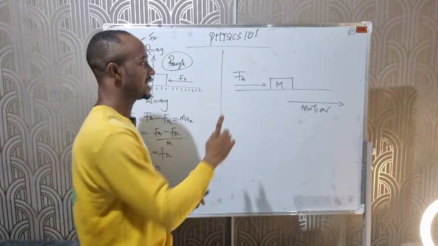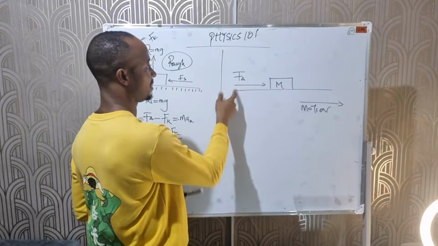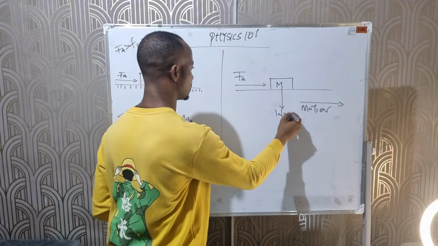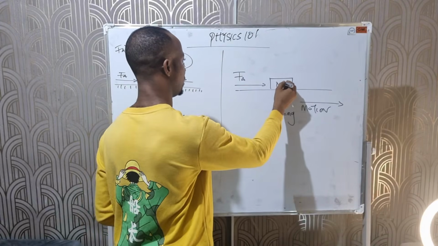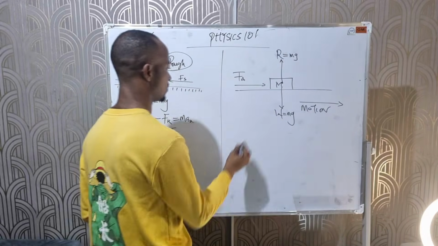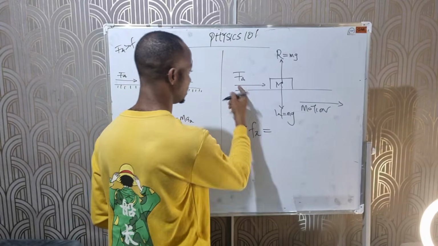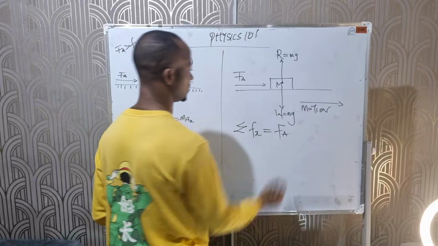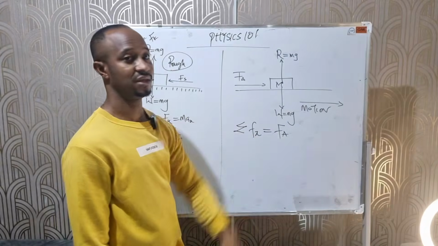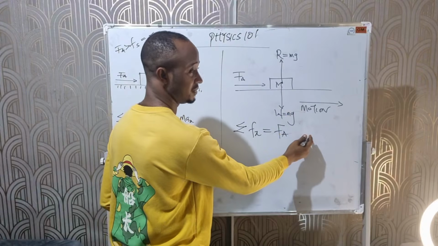So the only force acting on this body along the x-axis is simply the applied force. Although we have our vertical forces, the weight W equals mg, while we have the normal reaction R equals mg. The sum of all forces here is simply the applied force, because we don't have the frictional force here. If I had a frictional force, I would have said minus. Do you get the concept here?